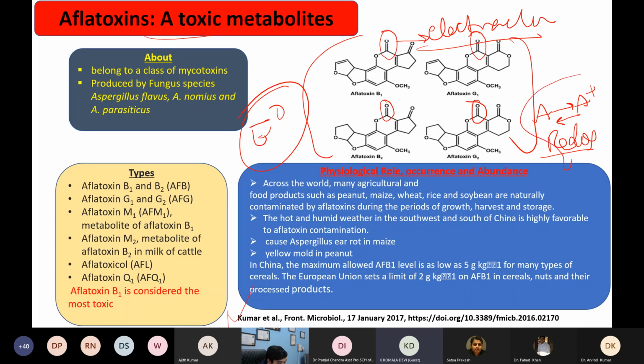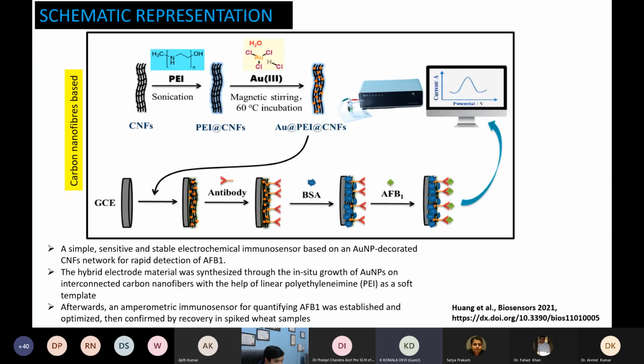So my point is that in this case people are able to detect aflatoxin in various samples. These are a few general pieces of information. I'll not read it. Now let's see how it works.